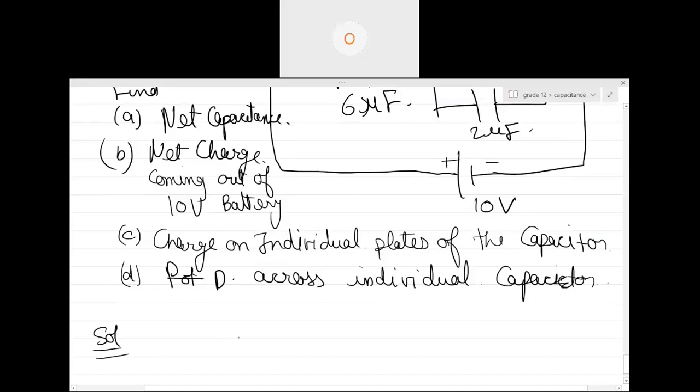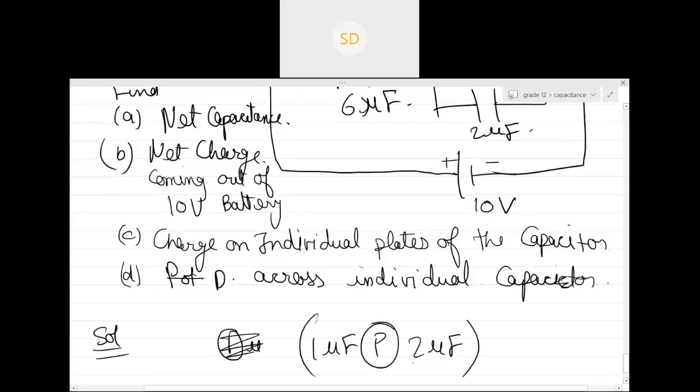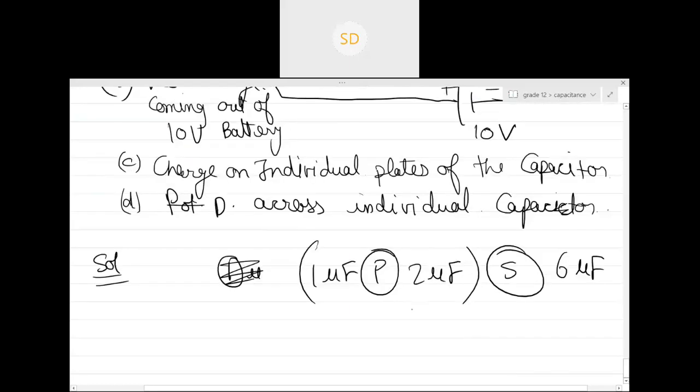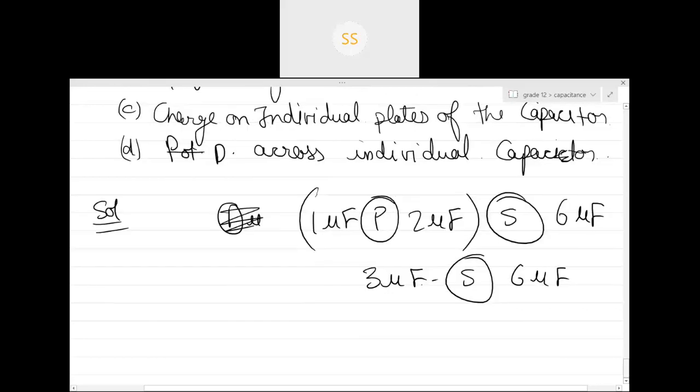So 1 microfarad is in parallel with 2 microfarad, and the combination of these two is in series with 6 microfarad. Yes or no? So this will be 3 microfarad in series with 6 microfarad. It will be equal to 2 microfarad.